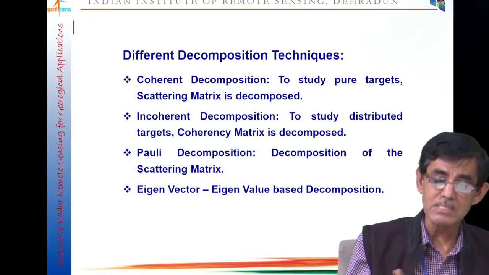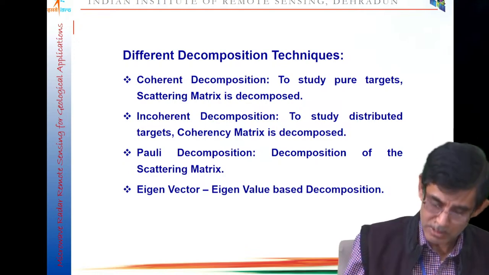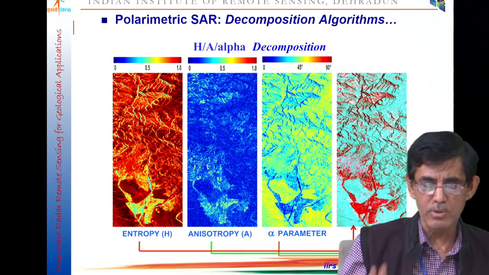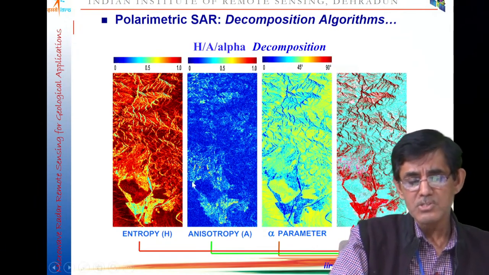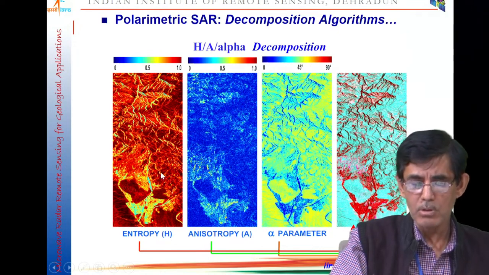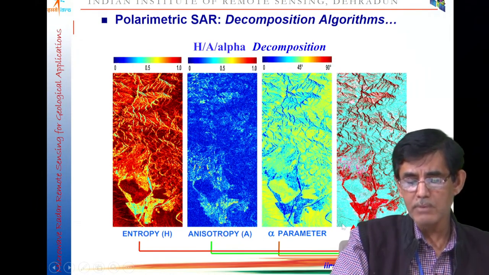You will be able to understand the feature properties. Now you see just one example I am showing, not going into the details. Now the same polarimetric image, that is a quad-pol, which is a complete polarimetric image. From that you can decompose into entropy, you can decompose into anisotropy and alpha.